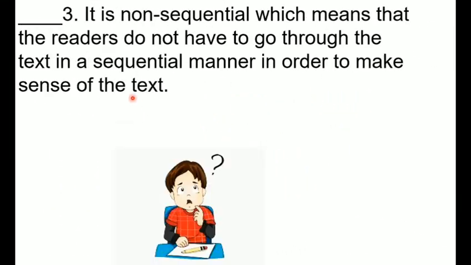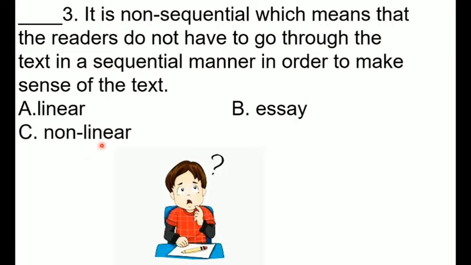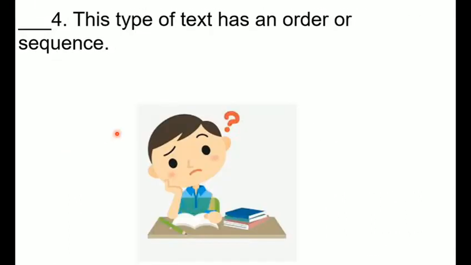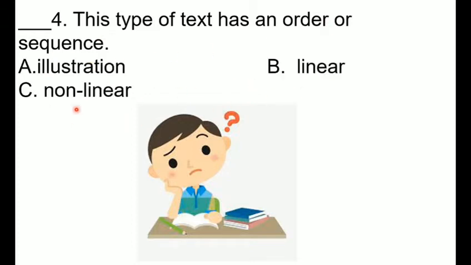Linear. Number 3. It is non-sequential, which means that the readers do not have to go through the text in a sequential manner in order to make sense of the text. A. Linear. B. Essay. C. Non-linear. D. Speech. The correct answer is option C. Non-linear. Number 4. This type of text has an order or sequence. A. Illustration. B. Linear. C. Non-linear. D. Pictograph. The correct answer is option B.